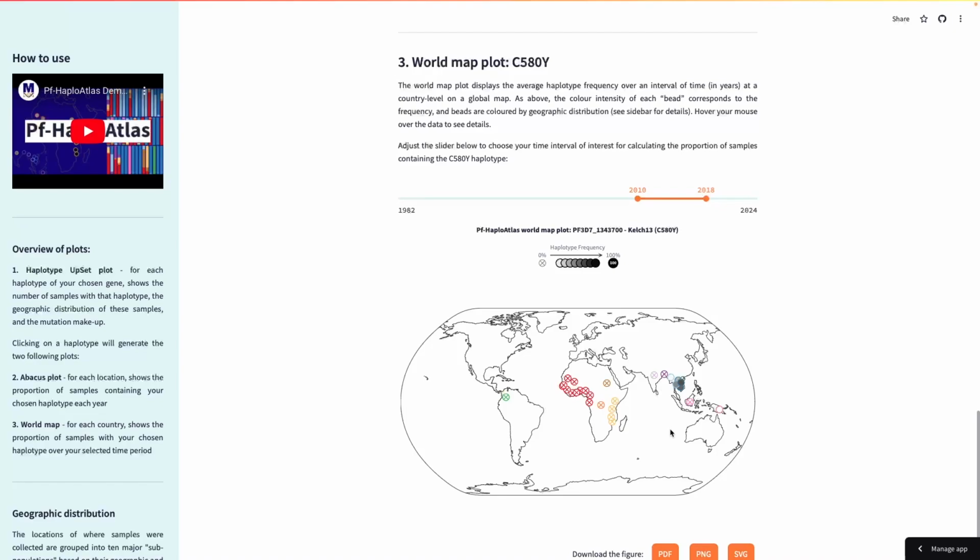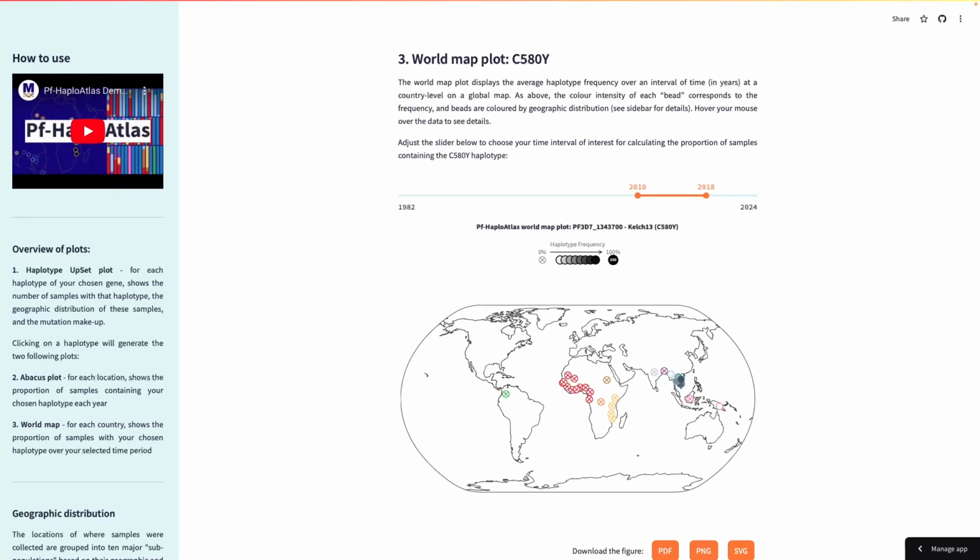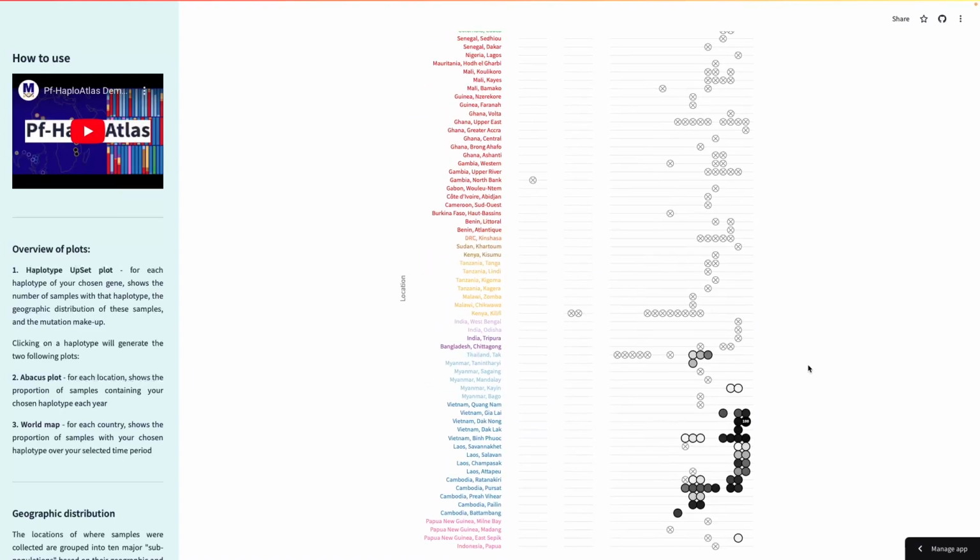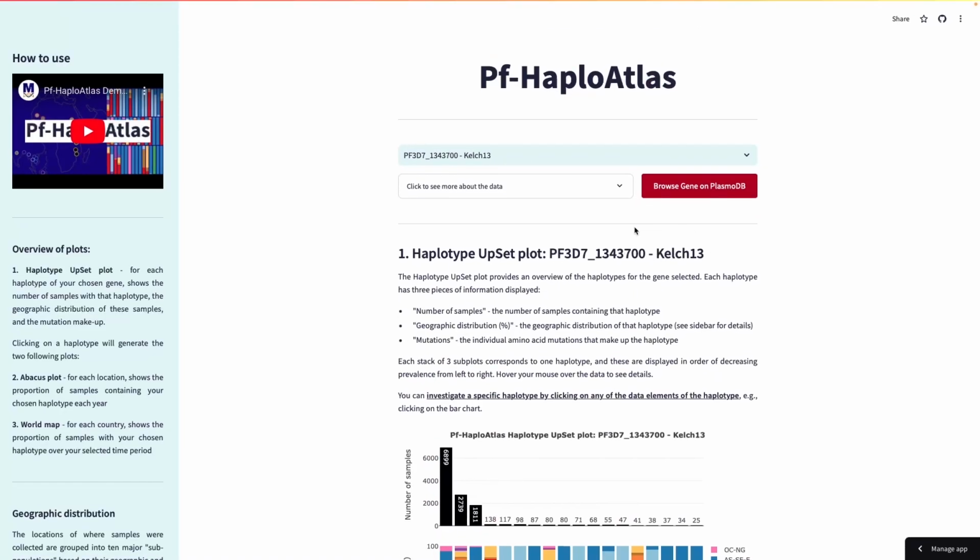The world map plot helps you to get a better idea of where the haplotype trends are in relation to the whole globe. Great. So now we've walked through all of the plots generated by Pf-HaploAtlas for a given gene, and I'll go on to showing you some additional features of the app.